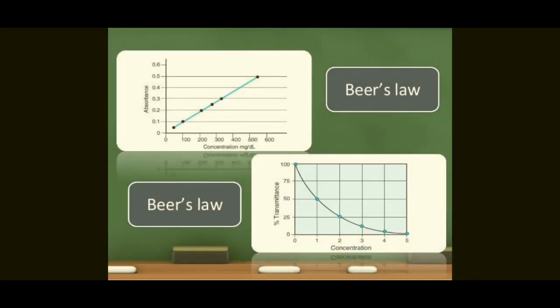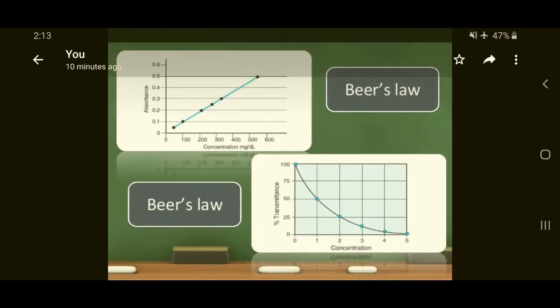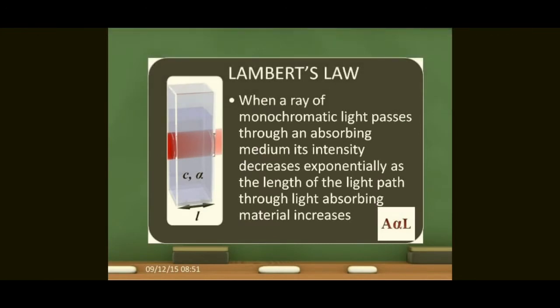So with Beer's law, as concentration increases, absorption increases. Concentrations in milligrams and milliliters convert to 0.1 to 100, 0.2 to 200, 0.3 to 300, 0.4 to 500 and 0.5 to 600. So as absorbance increases, transmitted light decreases, and the graph is drawn against concentration. So next is Lambert's law.